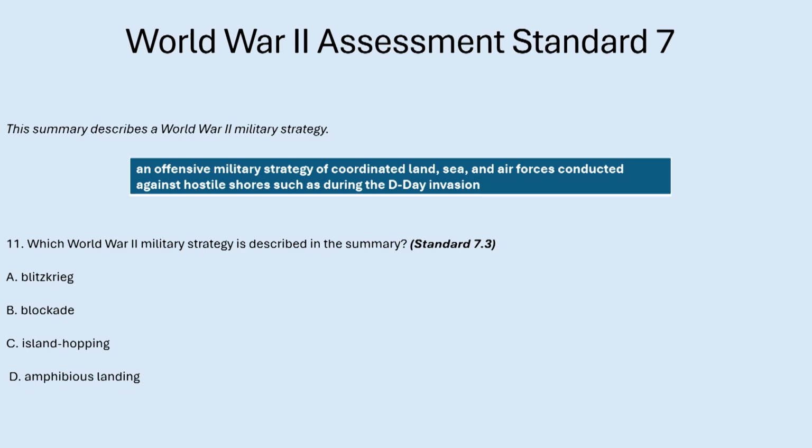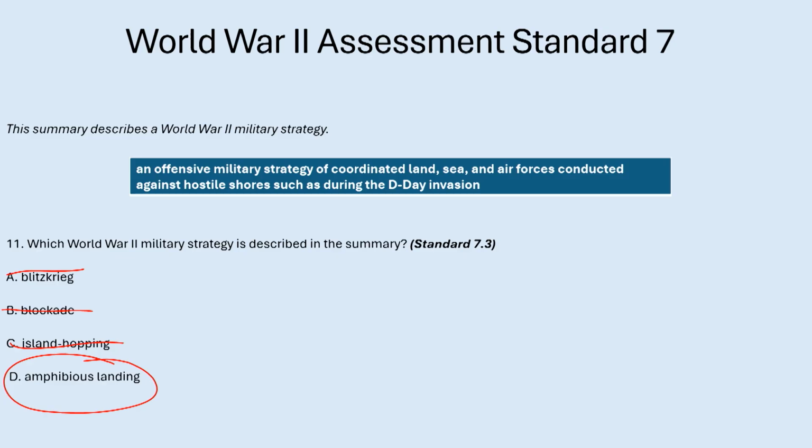The summary describes a World War II military strategy, an offensive military strategy of coordinated land, sea, and air forces conducted against hostile shores, such as during the D-Day invasion. Well, on that overview, one of the things that we said is that it was not blitzkrieg, it wasn't a blockade, it wasn't island hopping, it was an amphibious landing.